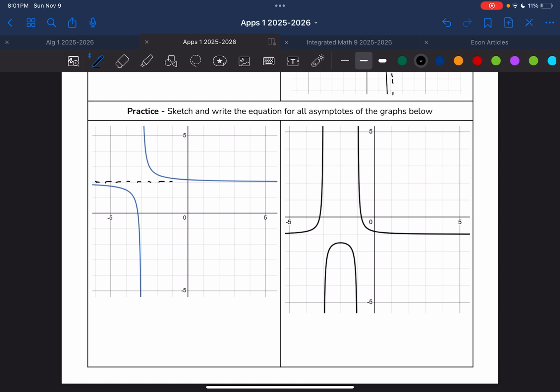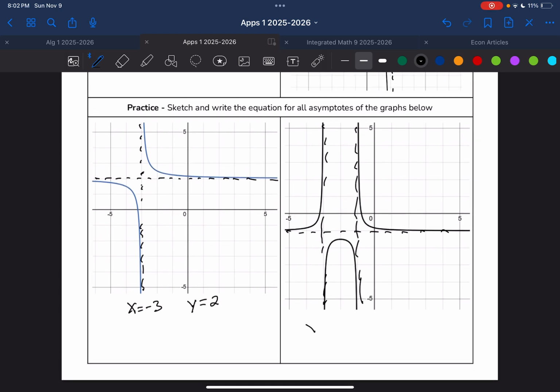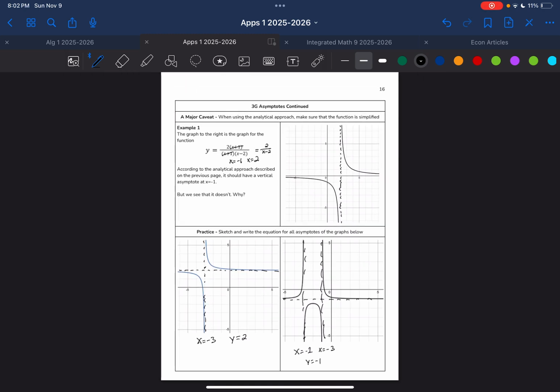All right, so on these two down here, all we're doing is sketching our asymptotes. So we can see visually that's going to be right here. It's going to be down here. And then we write that x equals -3 for the vertical one and y equals 2 for the horizontal one. And then over here, we draw them in again. And then we get x is equal to -1 and x is equal to -3 for the vertical asymptotes. We get y is equal to -1 for the horizontal asymptotes.